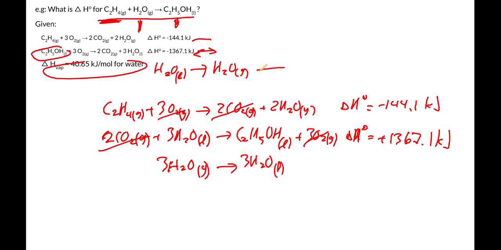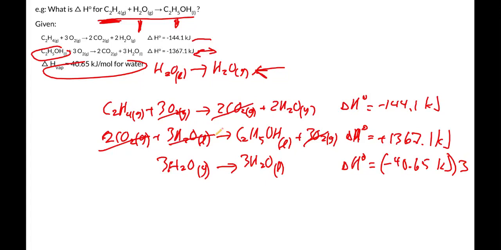Now, the process that I have my delta H for is the reverse of this. So the delta H for the process that I just wrote down is going to be negative 40.65 kilojoules. But that's kilojoules per mole, so I'm going to have to multiply it by 3 because I multiplied the coefficients by 3.